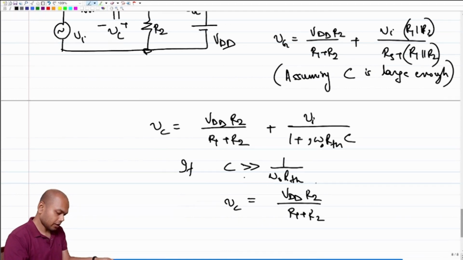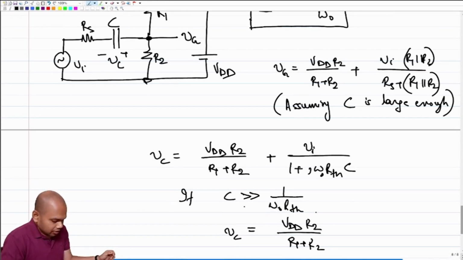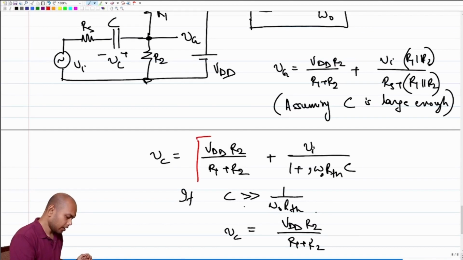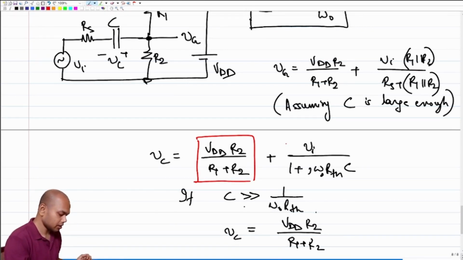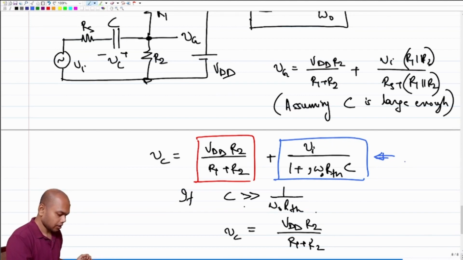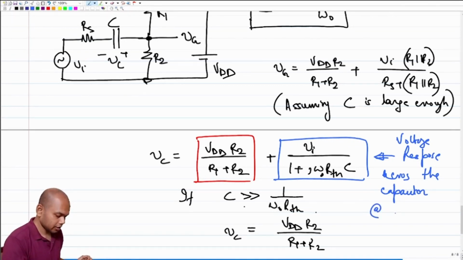So as you see, if we follow the sizing rules of the capacitor, what we will see is that the capacitor is only holding the DC portion of the information. So this is the DC portion of the information, and this is the AC portion of the information. So this is the voltage response across the capacitor at steady state.